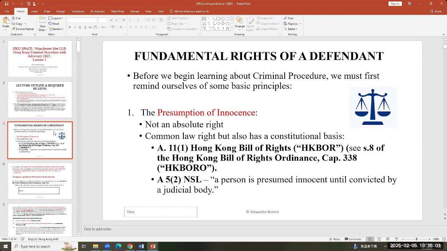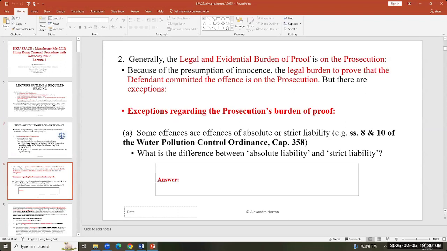But it has a constitutional basis. It's in our Bill of Rights, it's even in the national security law. But because of this presumption of innocence, it means that in our criminal system, it's the prosecution who bears generally the legal and the evidential burden of proof. So the prosecution has to prove that the defendant committed all of the elements of an offense.